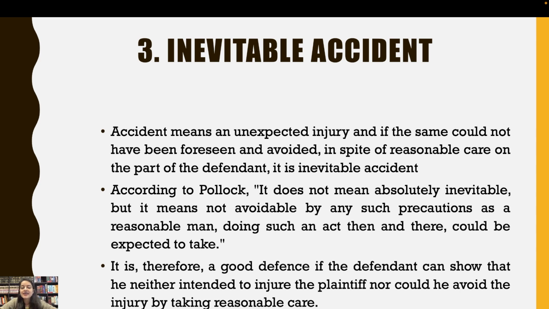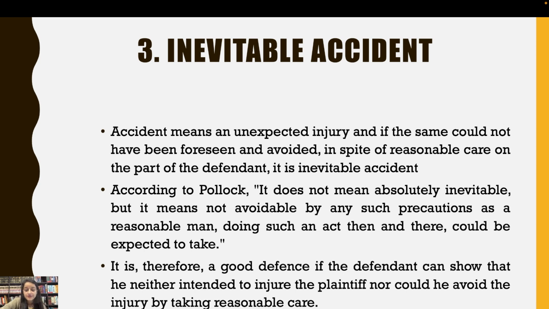Next is an inevitable accident. Now, what is an accident? An accident means an unexpected injury, and if the same could not have been foreseen or avoided in spite of reasonable care on the part of the defendant, it is an inevitable accident. So an accident is something which is unexpected, and if the injury is not avoidable, even despite reasonable care and skill on the part of the parties, it is called an inevitable accident.